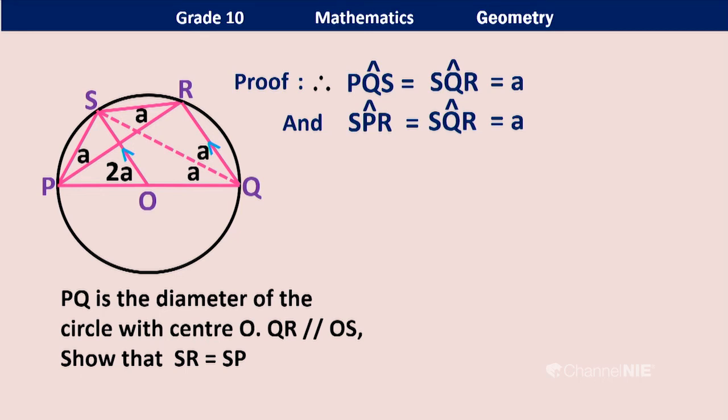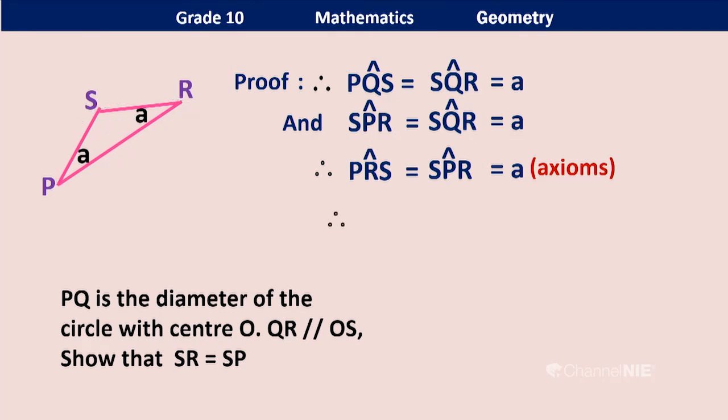Then we got angle SPR is equal to angle SQR, that is also equal to A. So, using these two equations, we can get another equation as angle PRS is equal to angle SPR. Since both of them are equal to angle SQR, we can get a common relationship as angle PRS is equal to angle SPR. That is equal to simple A. We got this relationship using the knowledge of axioms.